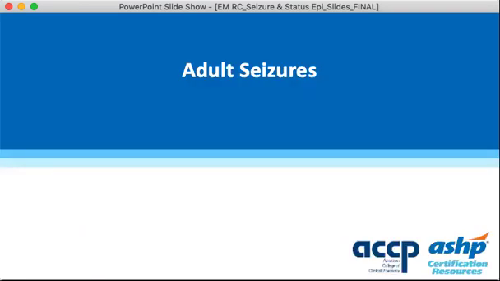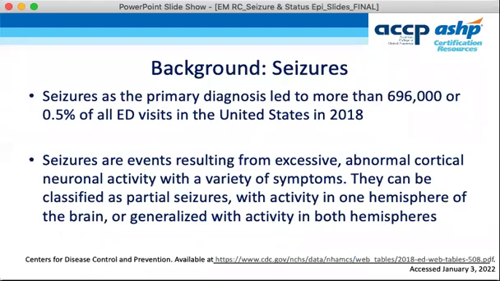So let's first talk about adult seizures and how we manage these in the ED. Seizures as a primary diagnosis led to more than 696,000, or 0.5%, of all ED visits in the United States in 2018. Recall, seizures are events resulting from excessive abnormal cortical neuronal activity with a variety of symptoms. They can be classified as partial seizures, which occur on one hemisphere of the brain, or generalized seizures, which start on both hemispheres.